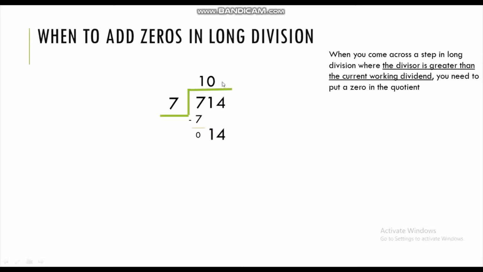We have 14 now. What is the number? When you multiply it by 7, you get 14. 2, right? So 2 times 7 is 14. Subtraction, 0, 0. Now, since the division ended with 0 and there are no numbers to drop down, this means that the answer is 102. So 714 divided by 7 is 102.